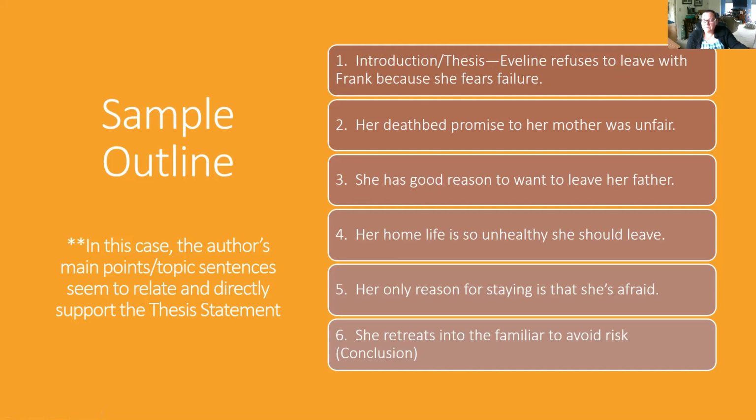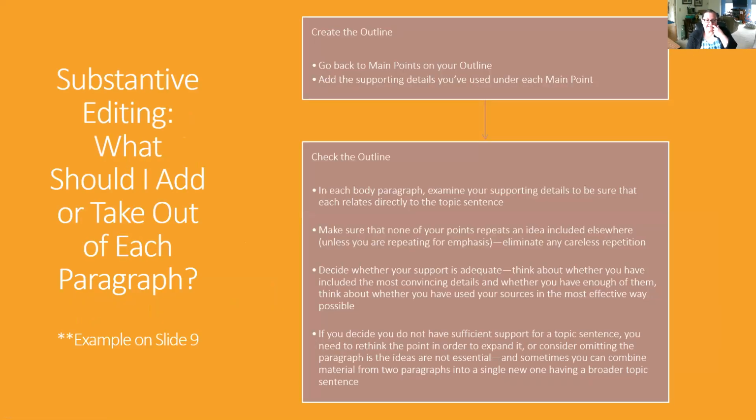This thesis statement could actually be more focused to let us know that they're actually going to look at the reasons why she should have left first, and then get into the reasons why she stayed. But that's fine. At least right now, these main ideas do directly relate to the thesis that the author's trying to prove or express. So the next step then is going back to each of those main points and then adding the supporting details that you're using in each main point. Again, this is just a list.